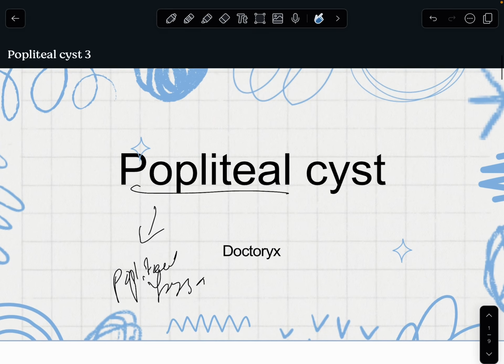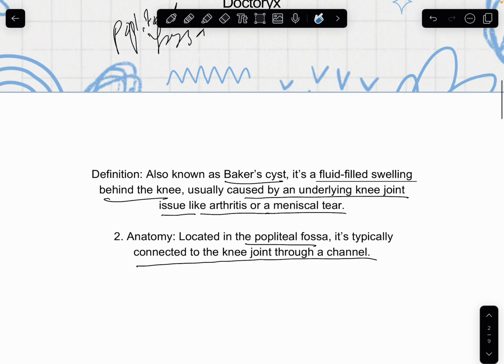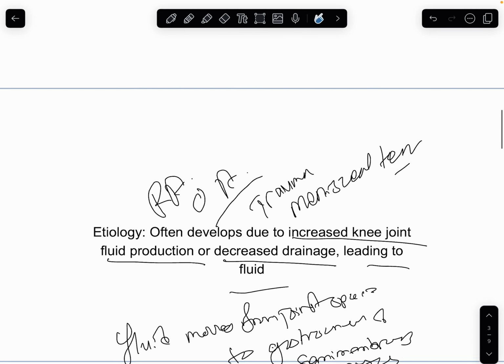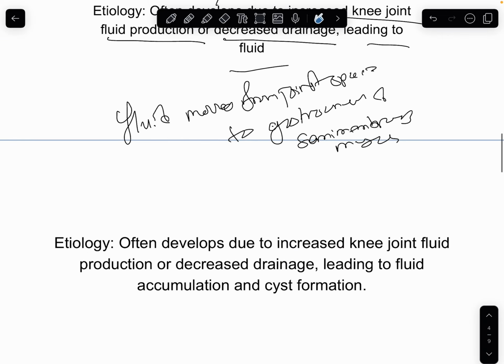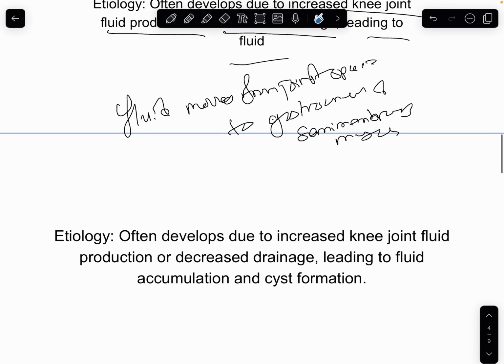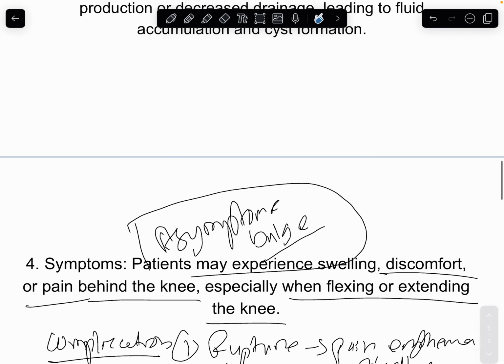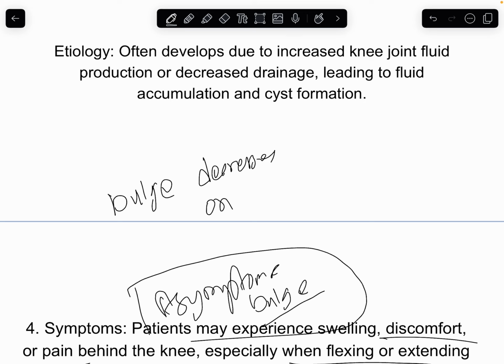So that's it for now. Let's summarize it once. Popliteal cyst, also known as Baker's cyst, is a fluid swelling in the joint space behind the knee, located in the popliteal fossa. Causes are rheumatoid arthritis, osteoarthritis, meniscal tear. The fluid usually moves from the joint space to the gastrocnemius and semimembranosus. Symptoms include an asymptomatic bulge and discomfort, and there is one peculiar feature: the size of the bulge decreases on flexion of the knee.